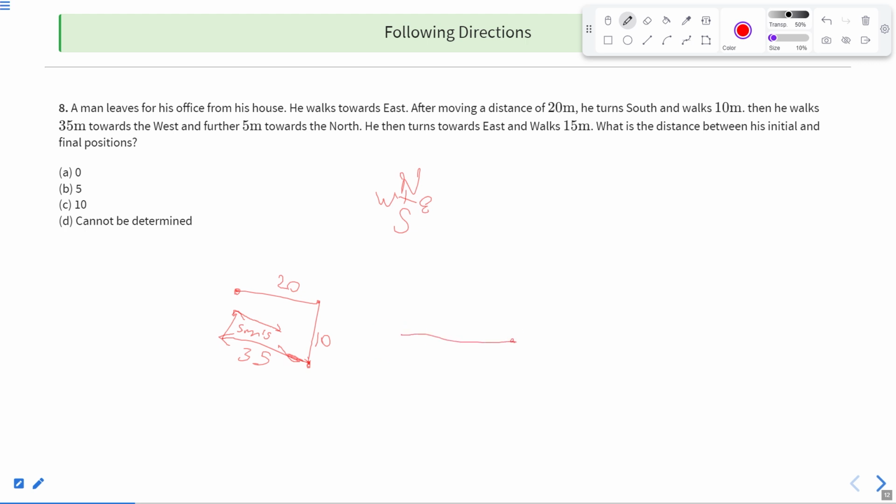So we have 20, 10, 35, which is 15 plus 20. We have 5 meters up.